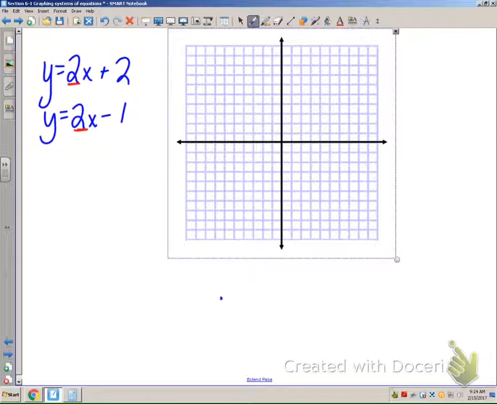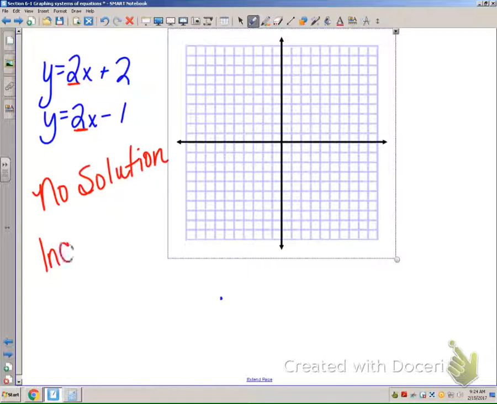We know that parallel lines have the same slope. Parallel lines never intersect. Therefore, there would be no solution for this system of equations. If it has no solution, then we say it is inconsistent. So let's graph it just to double check.